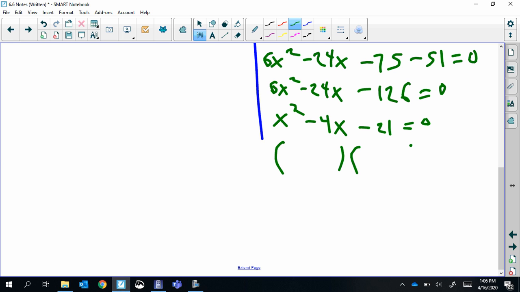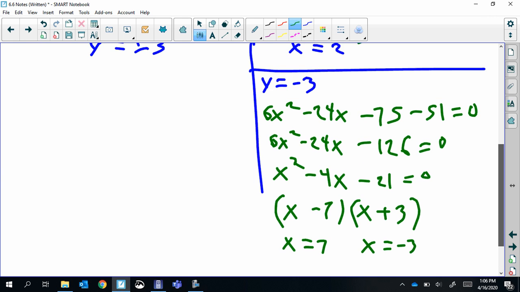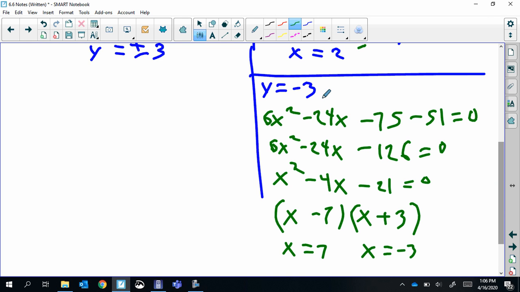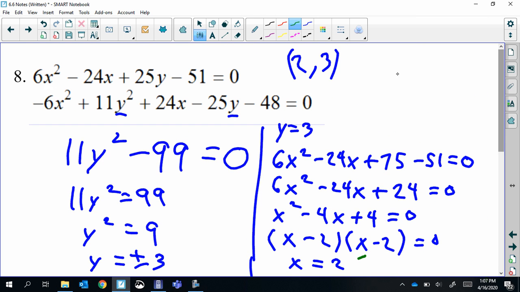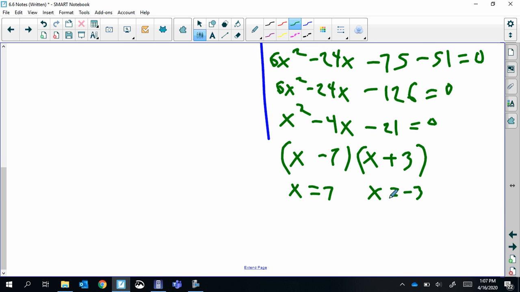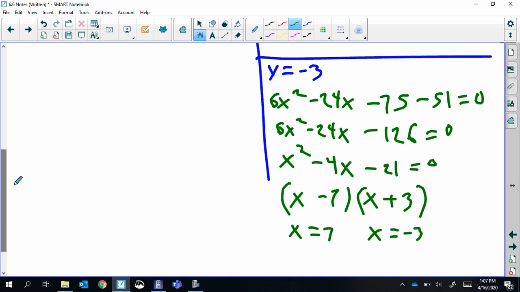And this is factorable because 7 times 3 is 21. And negative 7 plus 3 would be negative 4. And it's negative 21 like it was supposed to be. So we get x equals 7 and x equals negative 3. So two different x's when y was negative 3. So 7 comma negative 3. And then the other one down there is negative 3 comma negative 3.